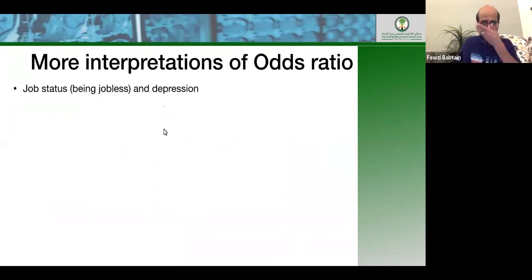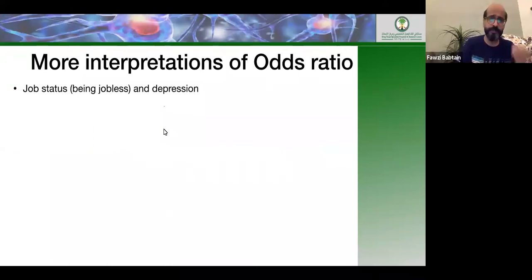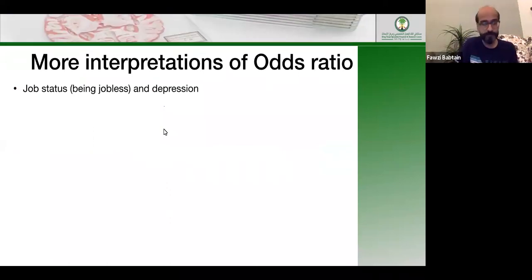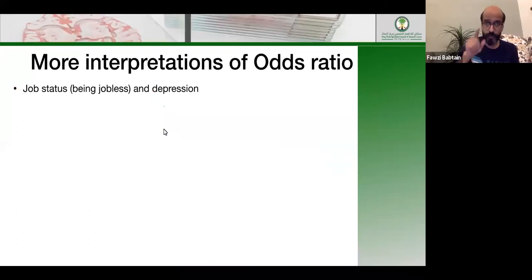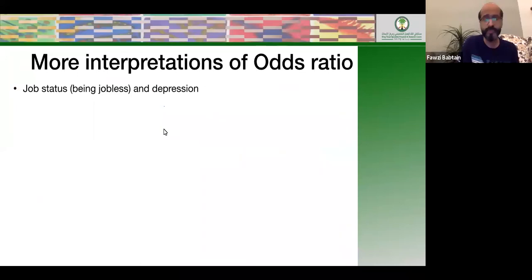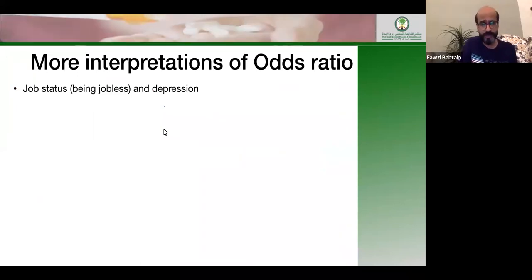Now, another example to clarify the odds ratio, because the odds ratio is a very important measure of association when you are thinking of case control and cross-sectional studies. And it is very common to use the odds ratio. It is one of the most common measures in any medical literature. They comment about the odds ratio.